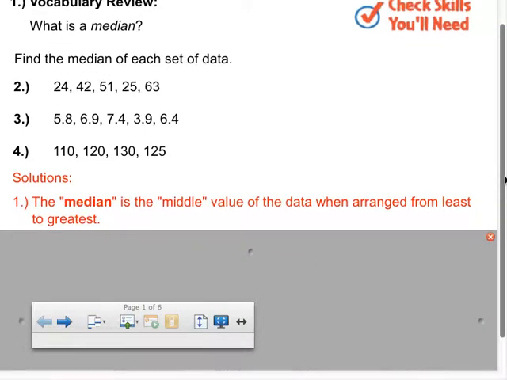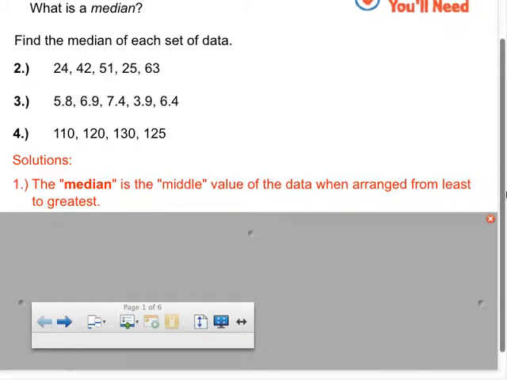If you notice, number 2 and 3 are pretty easy. Number 4 is a little different. That's why I put middle number in quotes. Some of you might remember how to deal with number 4. Some of you might not. But first, let's do number 2 and 3. So now that we've gone over the definition, if you forgot what median is, you should be able to do number 2 and 3 no problem.